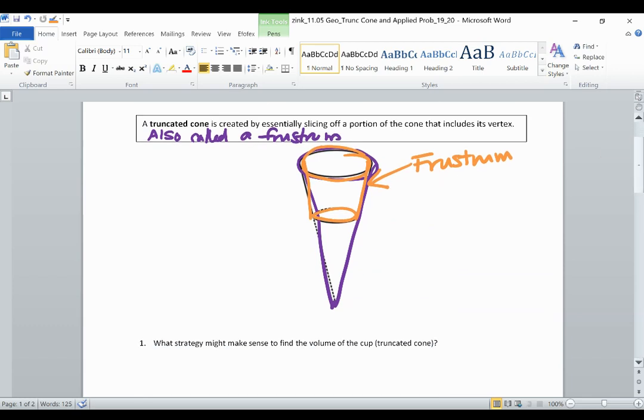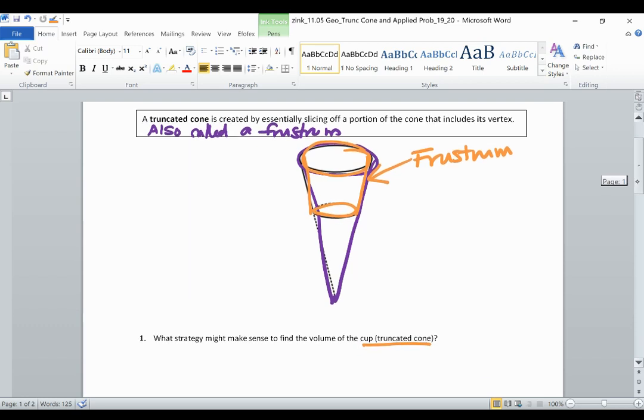So number one asks, what strategy might make sense to find the volume of the cup, the truncated cone? If I want to find the volume of just the orange, how could I do that? Think about this, maybe pause it, and think to yourself, how could I figure this out? How could I find just the volume of that orange cup?